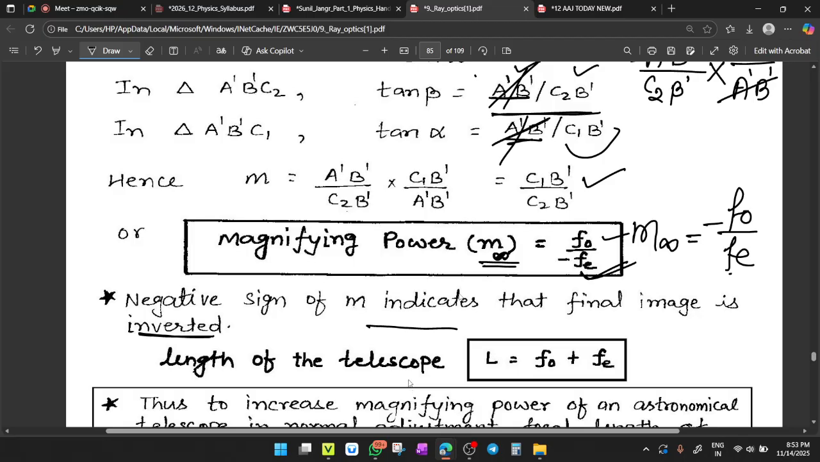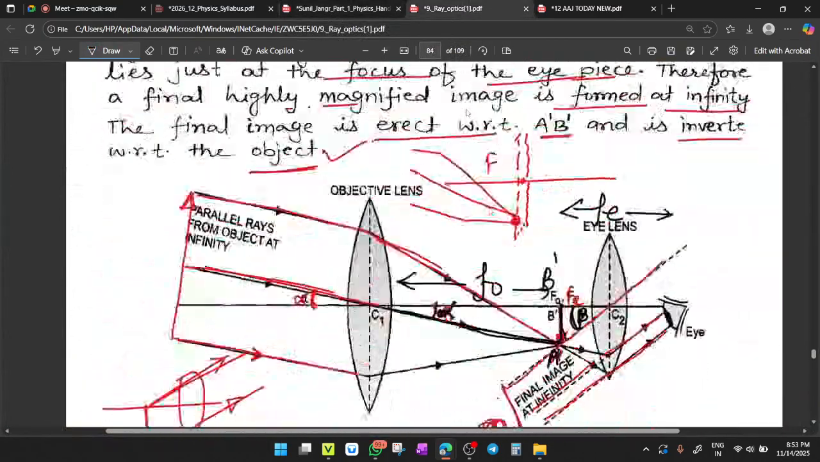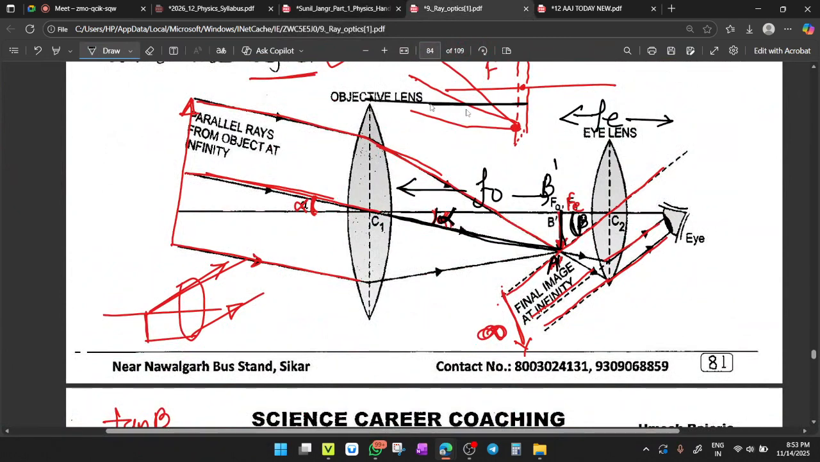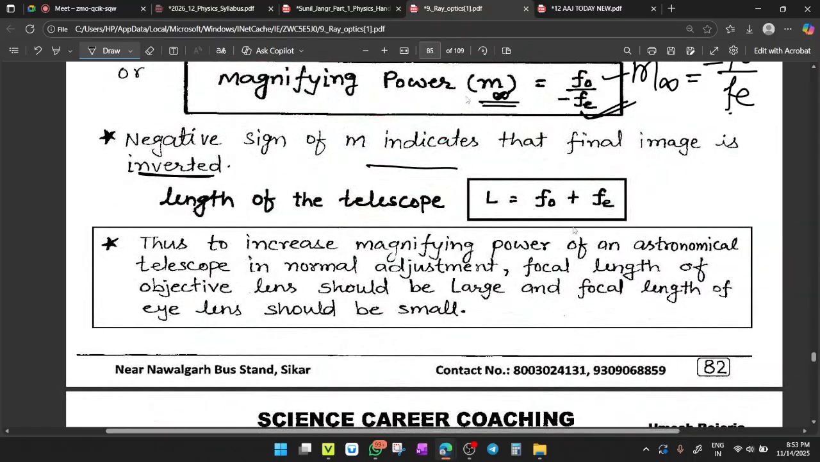Now the length of the telescope, the total length, see the distance between the two lenses. What is the distance? Up to here it is equal to FO, right? And up to here it is equal to FE. And this is the distance between the two lenses. Obviously the tube will lie up to here. So L equals FO plus FE. Agree? So the length of the tube in this case, for normal adjustment, equals FO plus FE.